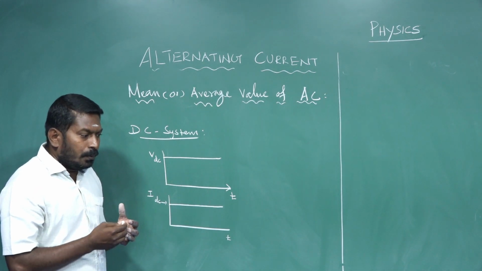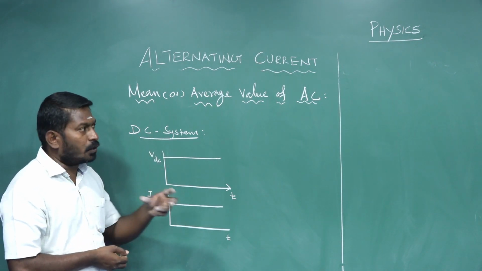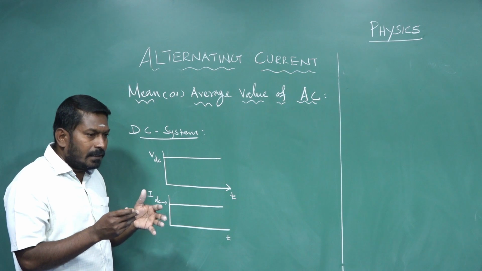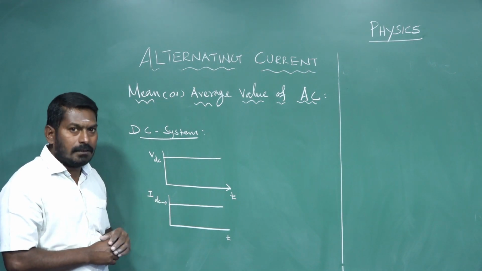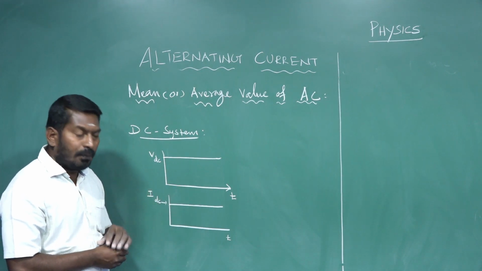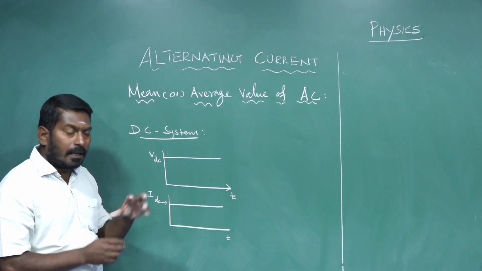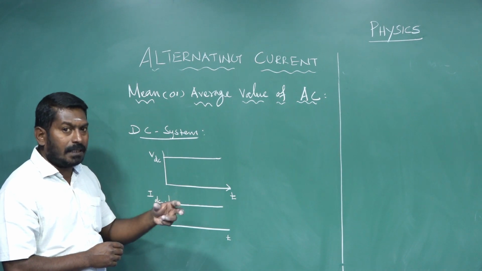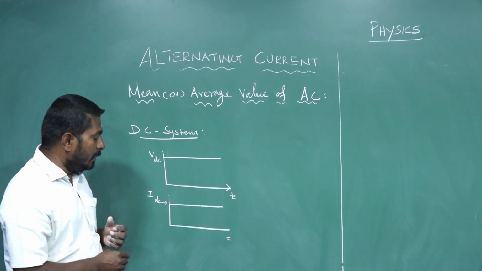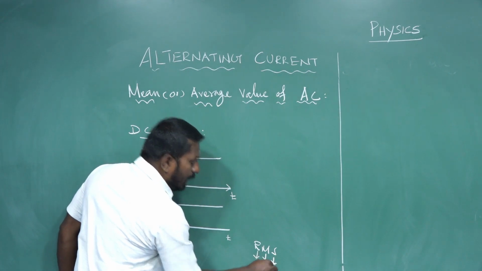Then how do we express the resulting alternating current flowing in the closed circuit? There are many ways, but we restrict ourselves to two formats. One is the mean or average value of alternating current, and the other is the RMS value of alternating current. There are two ways in our textbook to specify or express the alternating current. One is the mean or average value of alternating current. Another one is the RMS value, or root mean square value, of alternating current.